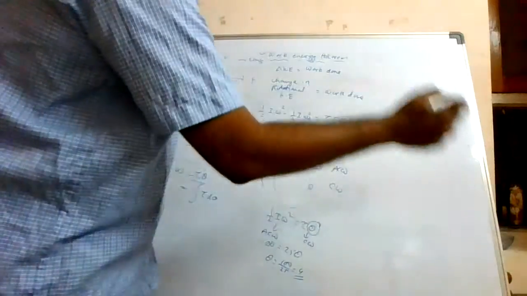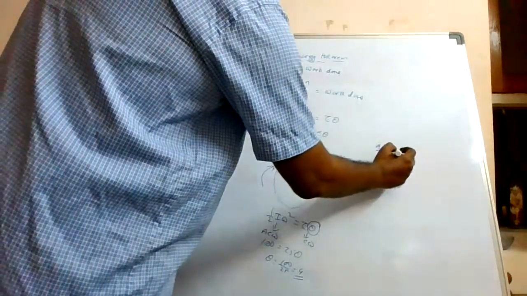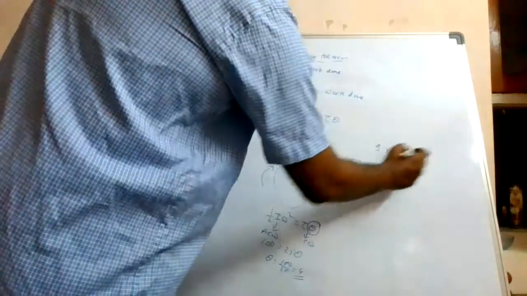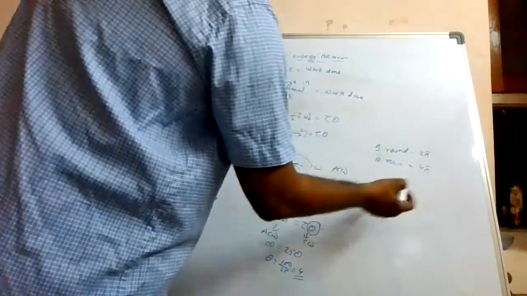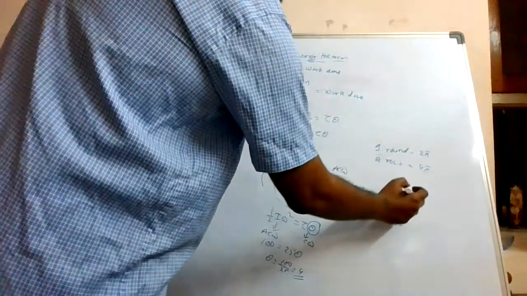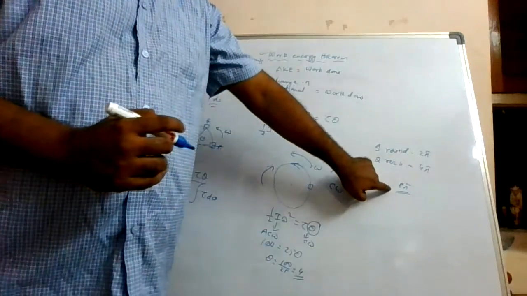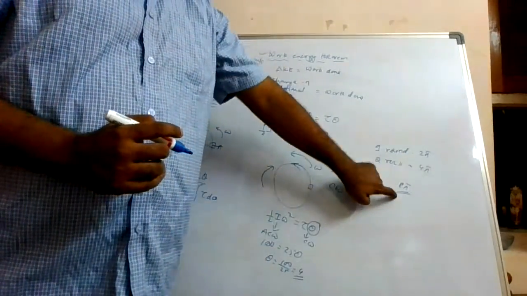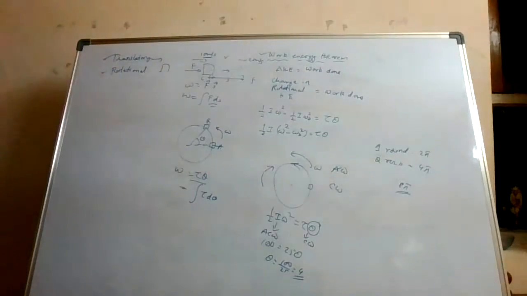If it rotates one round, I told you earlier also, for one round it is 2 pi radians. For 2 rounds it is 4 pi radians. Suppose it made 8 pi angle. 8 pi angle means how many rounds? 2 pi means 1, 4 pi means 2, 8 pi means 4. After 4 rounds it stopped. Okay, remember this.